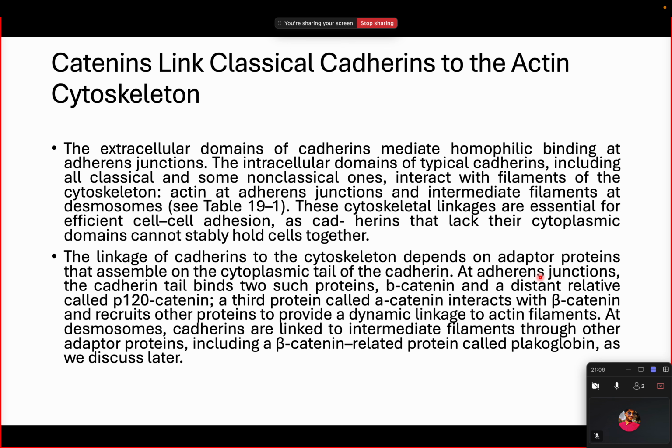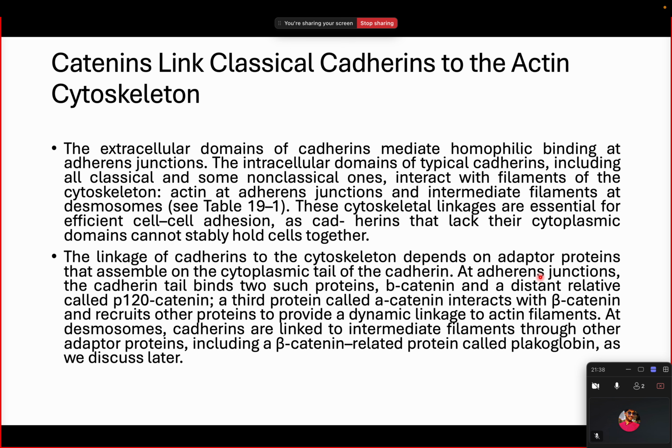The linkage of cadherins to the cytoskeleton depends on adapter proteins that assemble on the cytoplasmic tail of the cadherin. At adherence junctions, the cadherin tail binds to beta-catenin and a distant relative called P120 catenin. A third protein called alpha-catenin interacts with beta-catenin and recruits other proteins to provide a dynamic linkage to actin filaments.